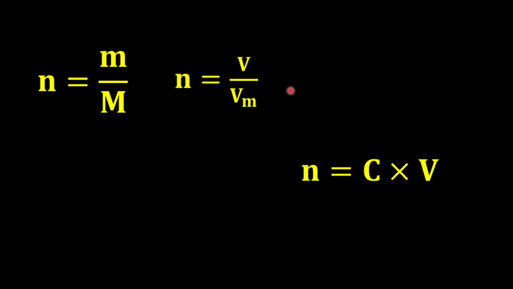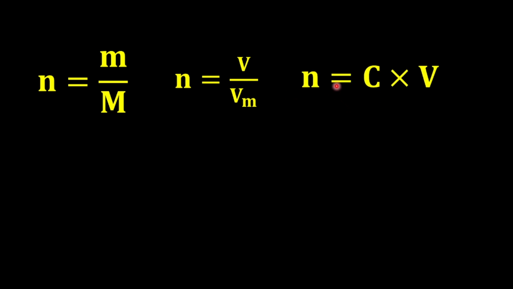So for you to be able to work on mole ratio, these are the formulas that we have to look at. The first one here is n is equal to mass over molar mass. Now let's look at the second one. We have n equal to V over Vm. The third one is n equals C times V. So bear in mind that these are the formulas that we'll be playing with concerning the mole ratio.